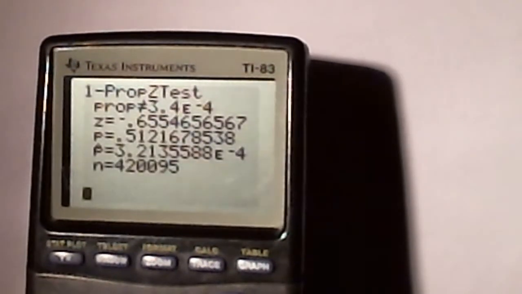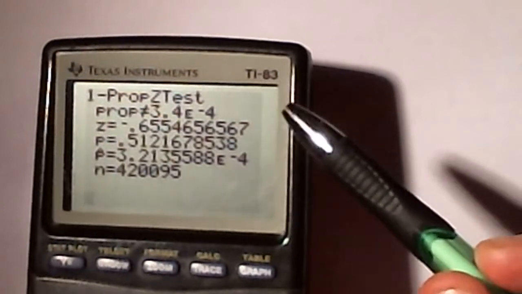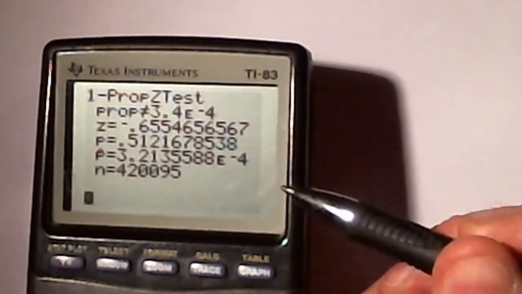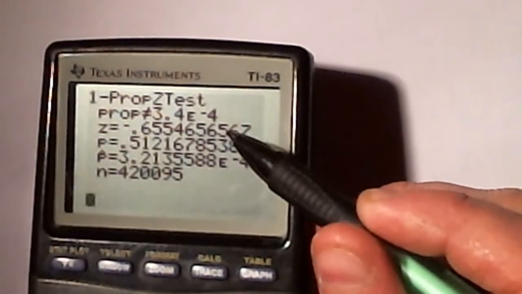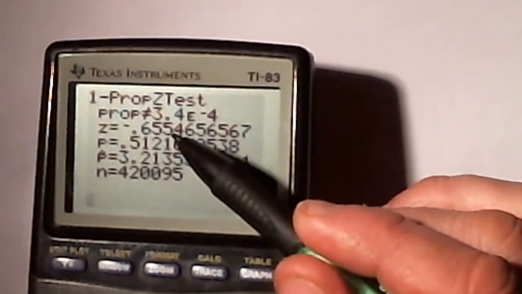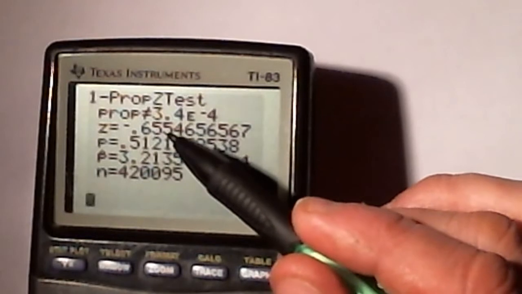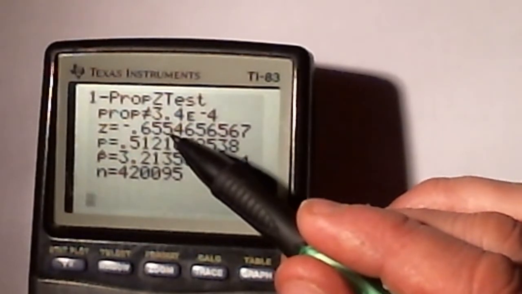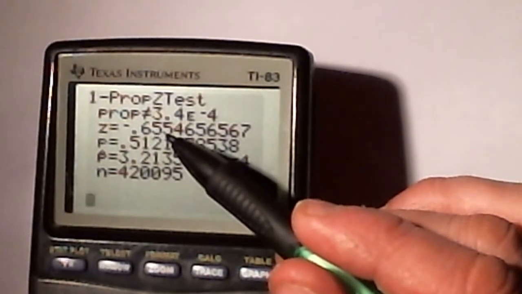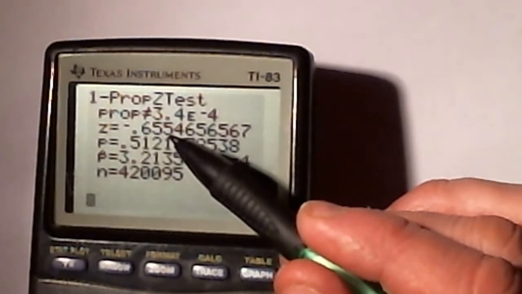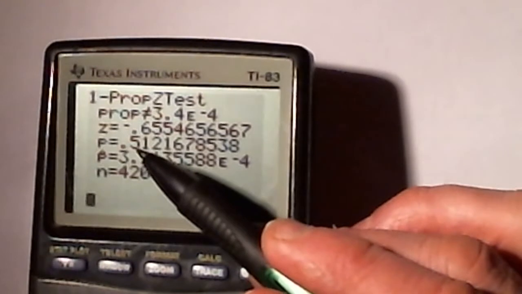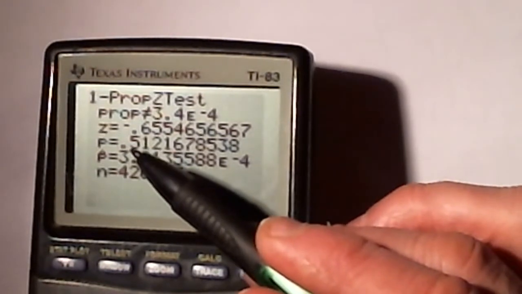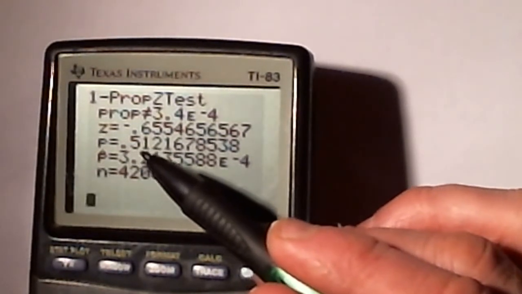There's our results. Of course, you can see this negative 0.6554. That's your test statistic. That's very close to what we computed when doing the problem the critical value method. You can check back in your notes. And this is the p-value. The p-value is large, about 51%.